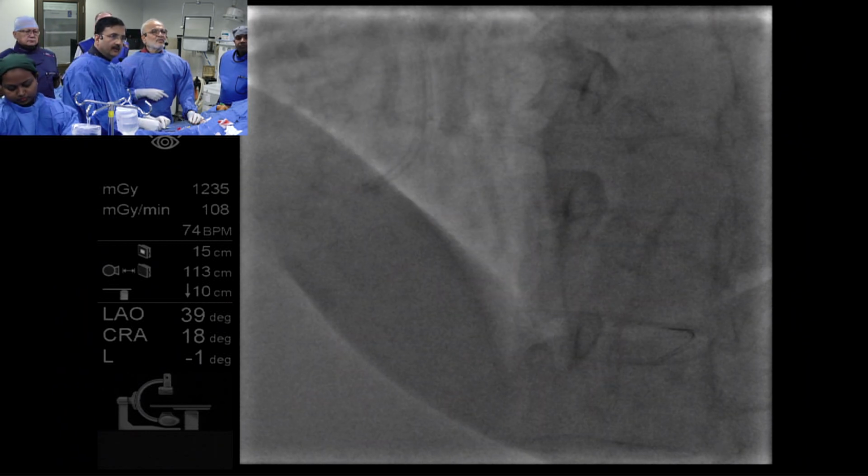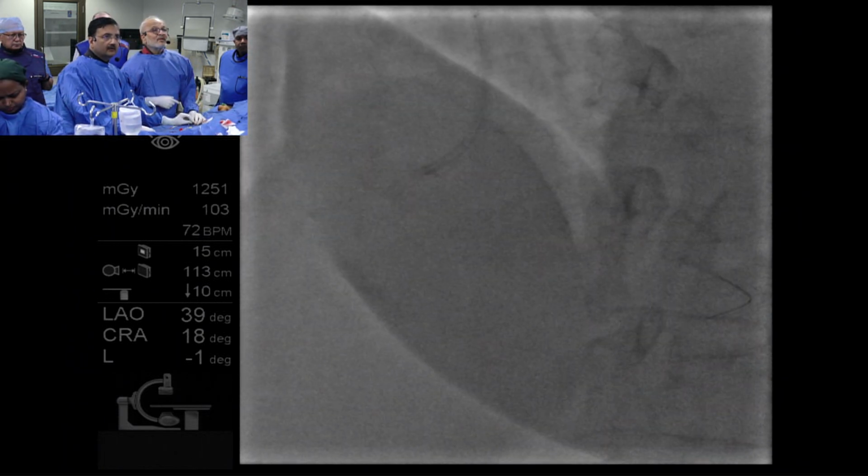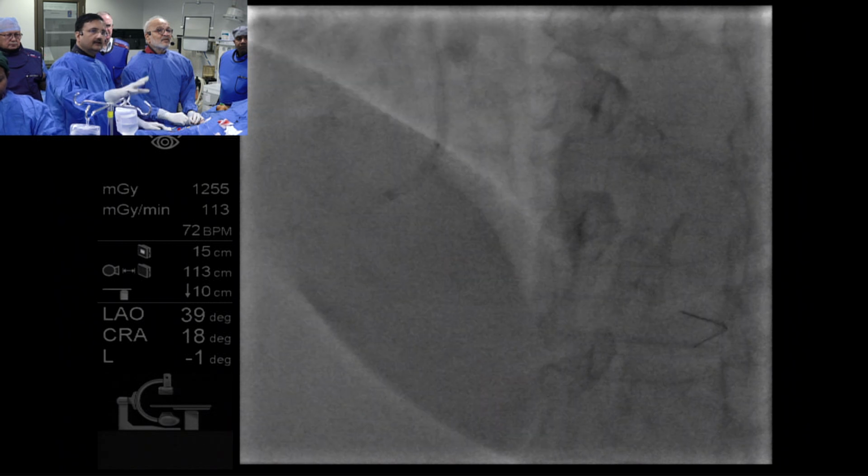So I am removing the microcatheter. Where is it? Tell me. What is the tip? Where is the tip? Okay. It is in the guiding catheter. Yeah.